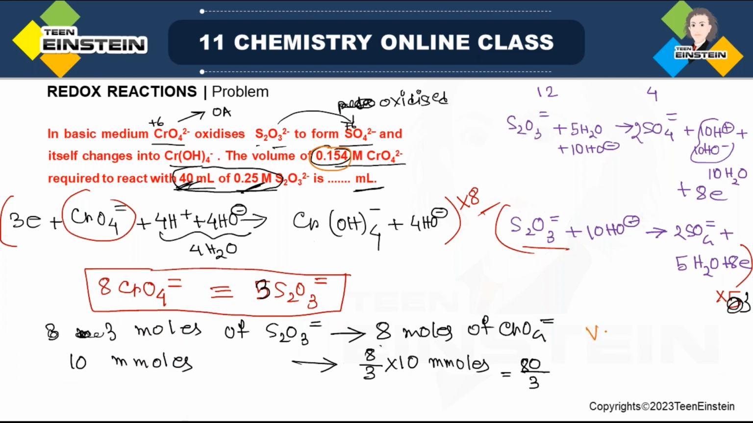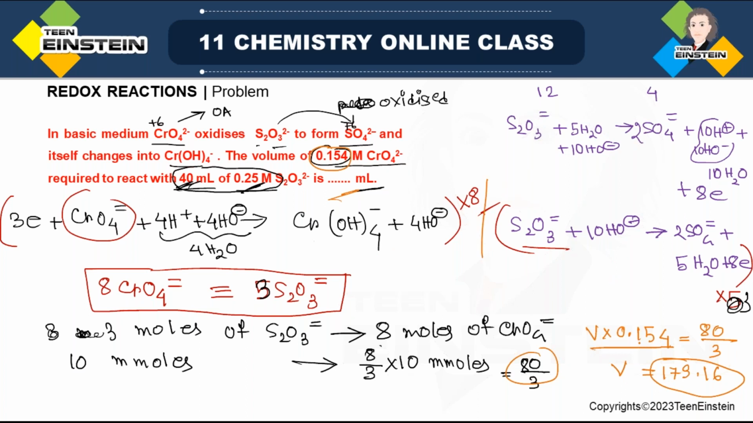Suppose volume is V mL and this is 0.154, which is the number of millimoles, and that is equal to 80 by 3. From this you will get the value of V, which is 173.16. So this is the final answer in mL. In this equation you just need the balanced half reactions, you don't have to write the full balanced equation.